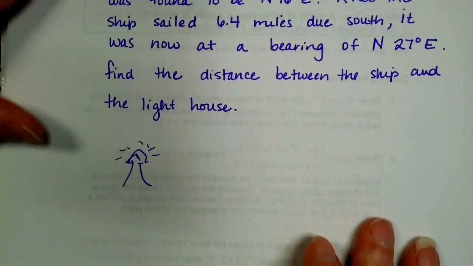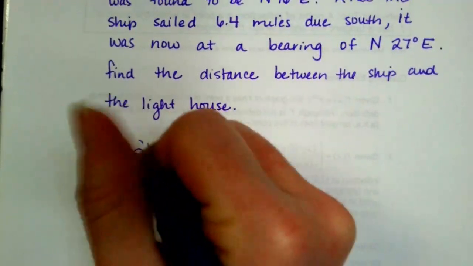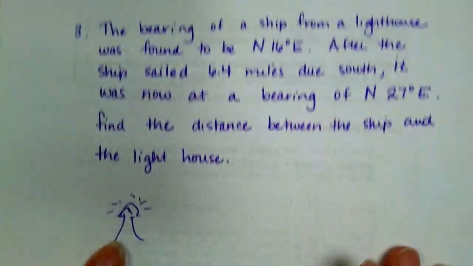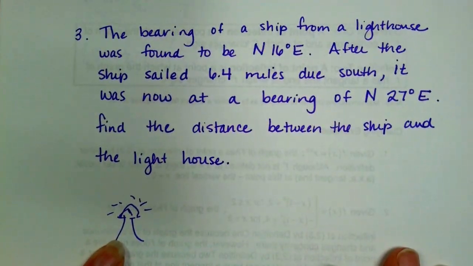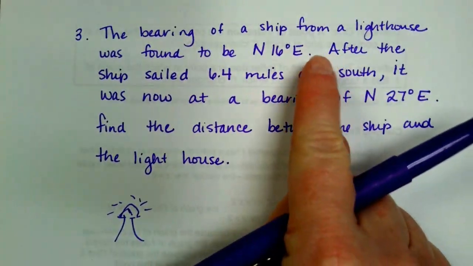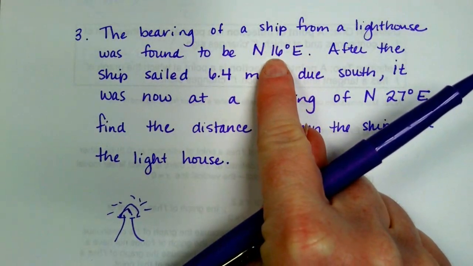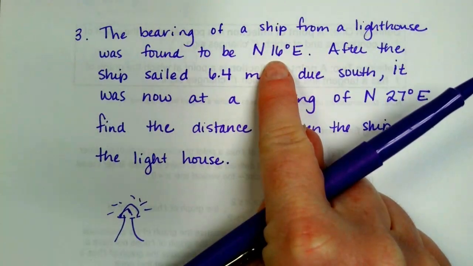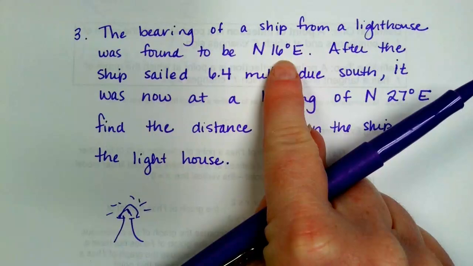Okay, so I have a lighthouse, and then I have a ship, and the ship is on a bearing. So do y'all remember doing bearings? We did them earlier. Bearings are not fun, I'm gonna be honest, but it's okay. The bearing is found to be north 16 degrees east. So I'm looking from the lighthouse to the ship, and it is north 16 degrees east.